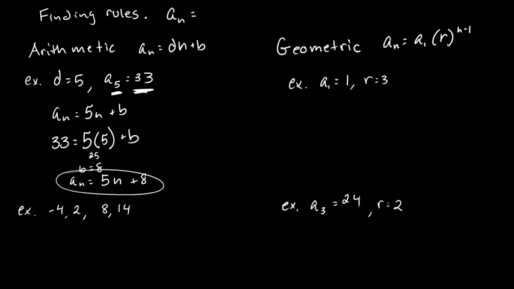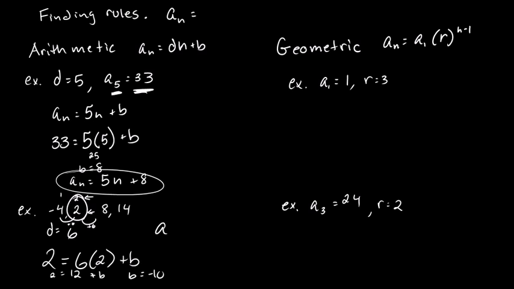Here, in my second example for arithmetic, I need to find my d first. So what did I add by? I added 6 every single time, so d equals 6. And let's go ahead and use my second term, why not? So my input should be 2. So 6 times 2 plus b, and my output here is 2. So this is my first term, my second term, input, output, and I get 2 equals 12 plus b, so b equals negative 10. So my a sub n, I need to keep my d there, 6n minus 10.